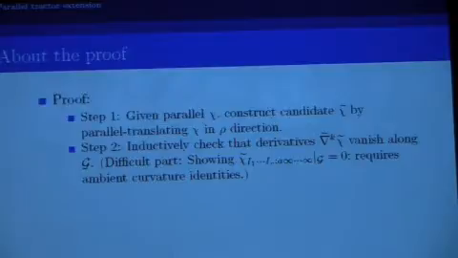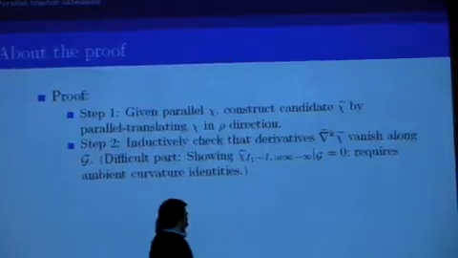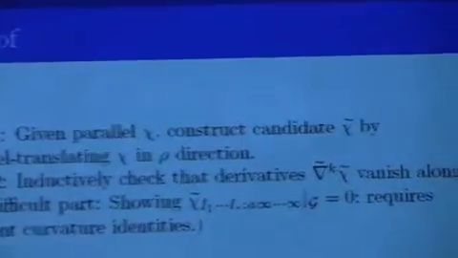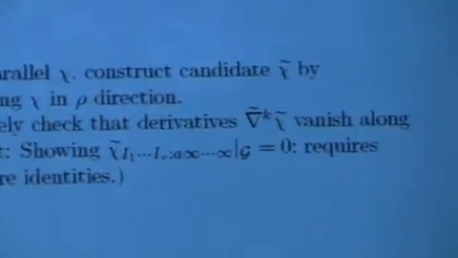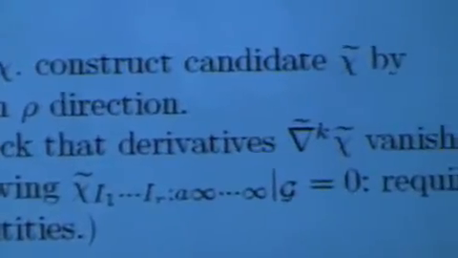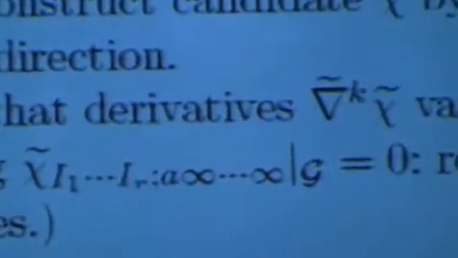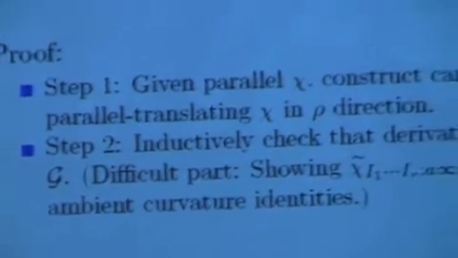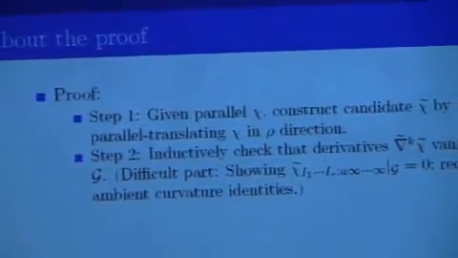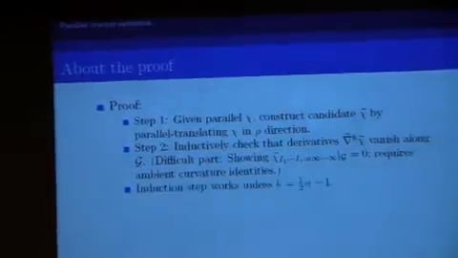And we can analyze the individual components of the covariant derivatives of this candidate extension one at a time, also inducting on the number of derivatives k. And it turns out that most of these are actually fairly easy to handle. The one of these that's difficult is basically analyzing this one here, where the first derivative index is tangent to the base manifold M, and the other indices are all in the transverse direction. And this requires some ambient curvature identities that I won't specify here.